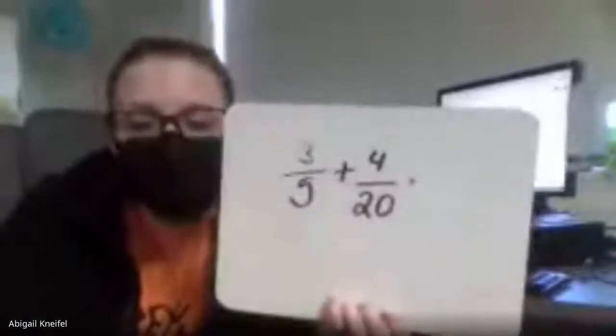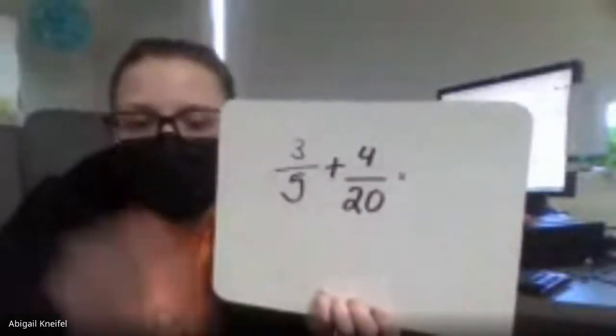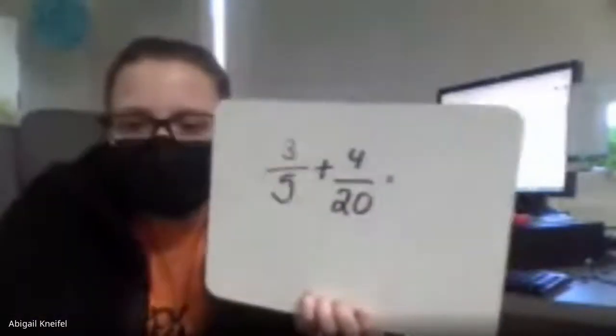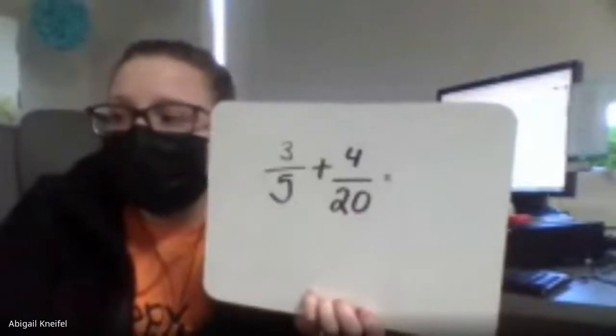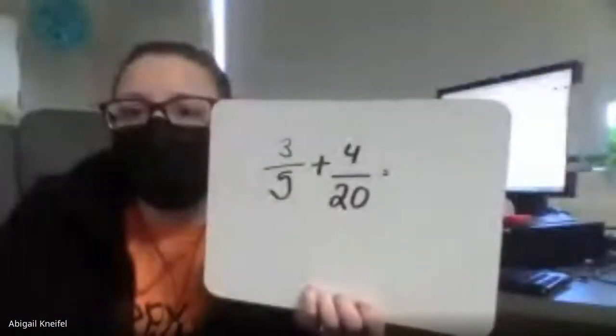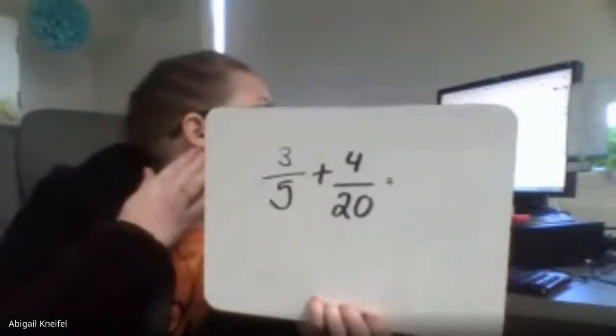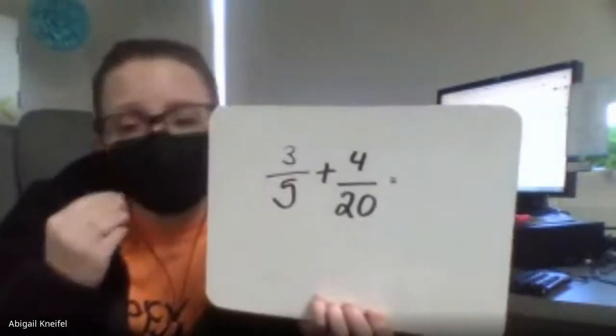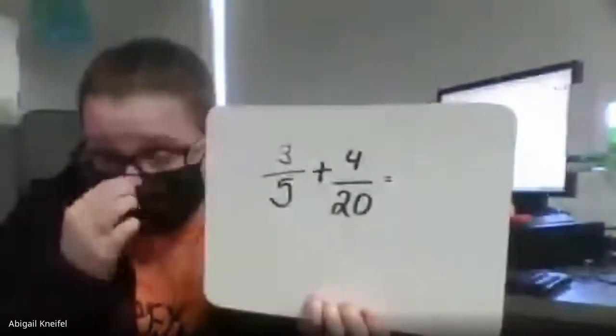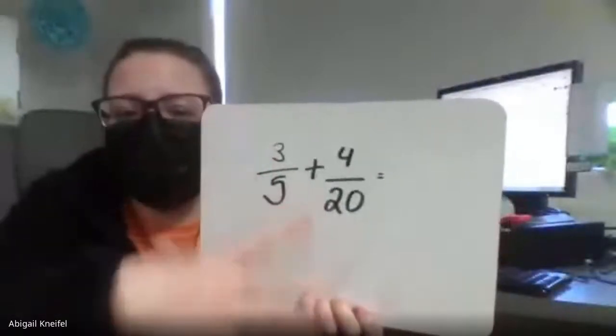All right. Everyone, let's do this. 3/5 plus 4/20. Step number 1, find our least common denominator, which means you're going to have to count by the denominators. Yeah, guys, let's focus on math, okay? Thank you.